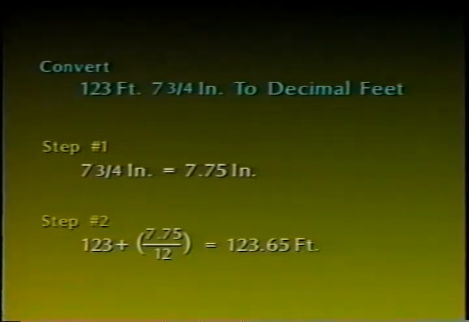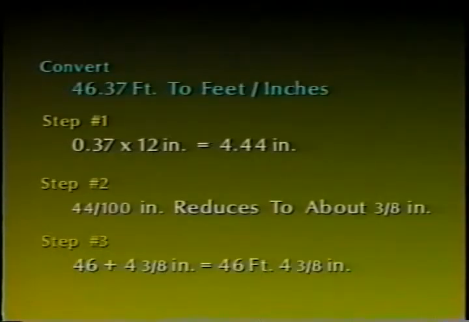As shown in this graphic, convert 123 feet, 7 3/4 inches to decimal feet. In the first step, reduce 7 3/4 inches to decimal inches by reducing 3/4 of an inch to its decimal form, 0.75 inches. In the second step, 7.75 inches is reduced to a decimal of a foot by dividing it by 12. Adding the decimal foot to 123 equals 123.65 feet.